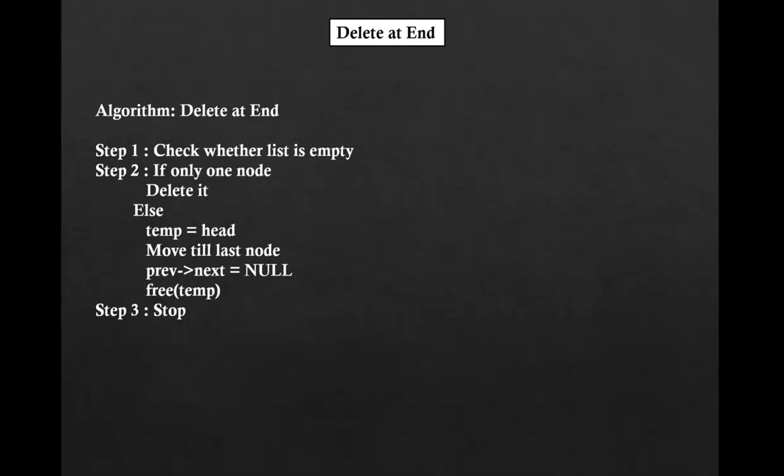For deletion at the end, you have to traverse the list to the end and then delete. To understand this logic better, step 1 is you check whether the list is empty. Step 2 is if there is only one node, you delete the node. If suppose there are more nodes, you have to traverse. The point is this: use your temp. Temp will point to your head. Move to the last node.